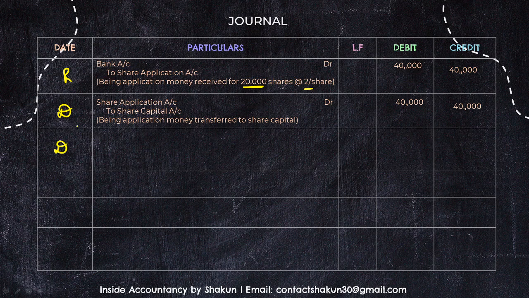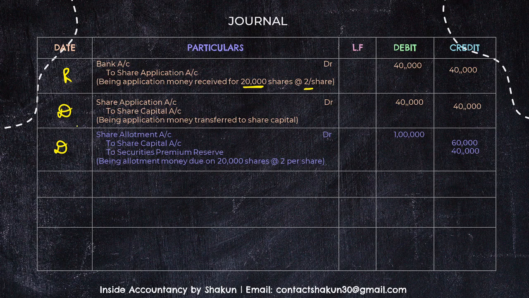Again, the entry for due of allotment, share allotment account DR to share capital to security premium reserve, because we had premium on allotment. Okay, so 20,000 shares at the rate of 5 per share including premium of 2. So again, in share allotment debit, we'll write the amount as 20,000 into the total amount, that is 5. Share capital 20,000 into the actual rate of allotment, that was 3, so 60,000. And premium is 20,000 into the amount of premium, that is 2. So 1,60,000 and 40,000.